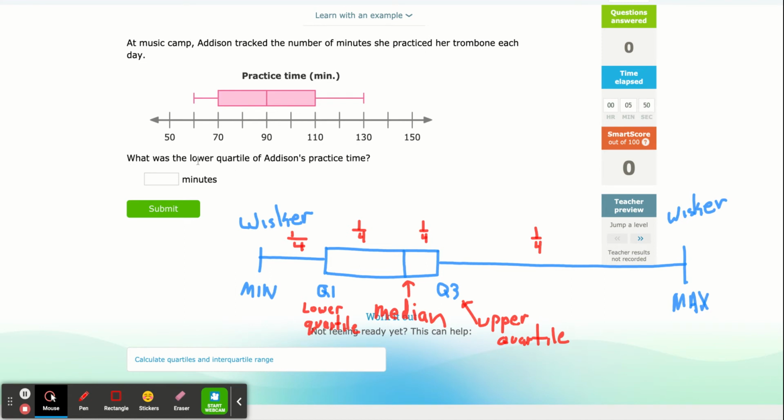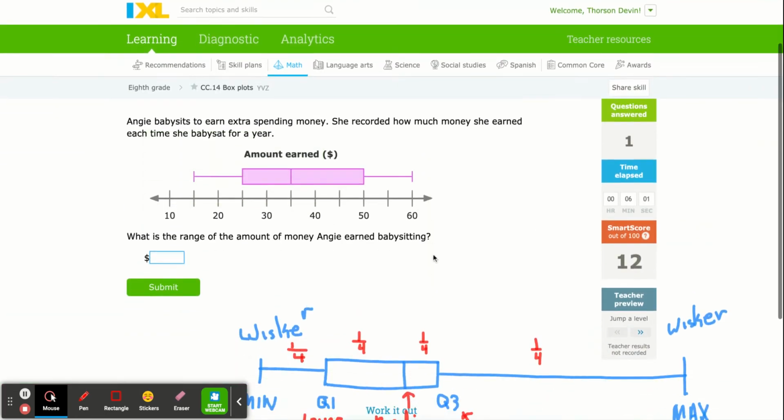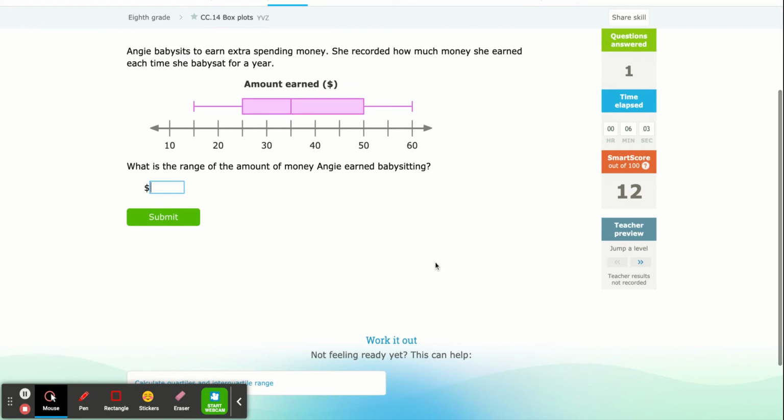So on this one, it says, what was the lower quartile? We're basically asking what's that end of the lower side of the box. The left side of the box is 70. So we type in 70. So write this down if this helps. And we're going to move on, and we're going to get to some that will be a little harder.